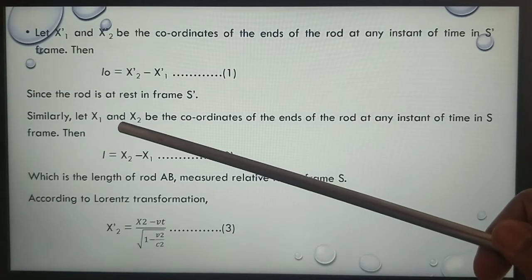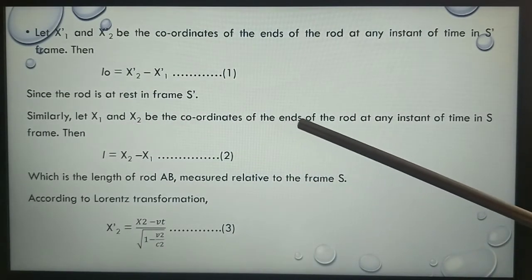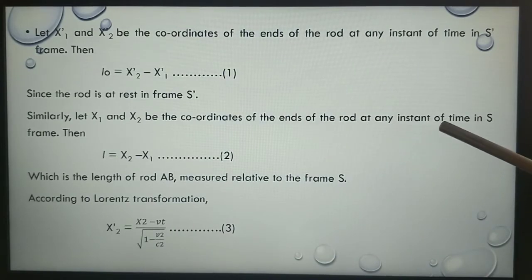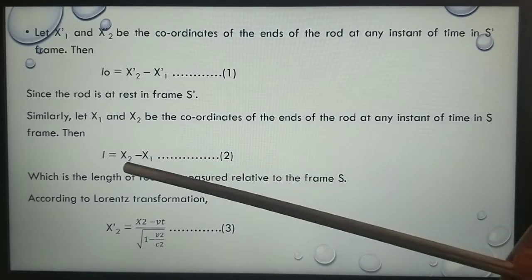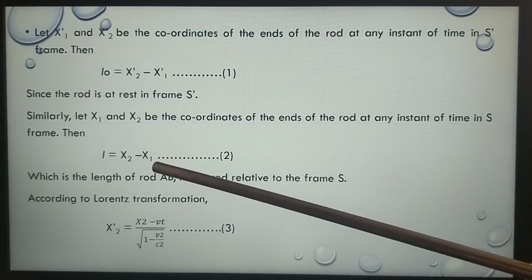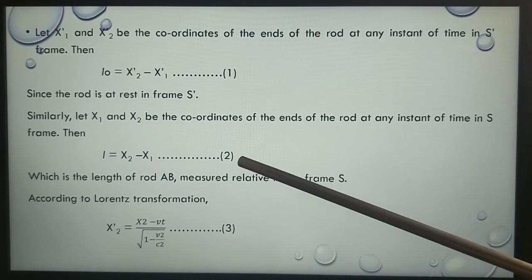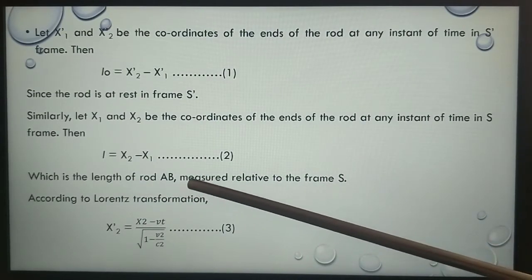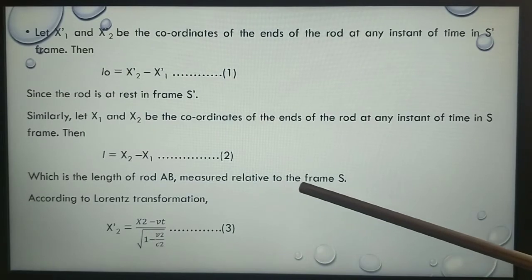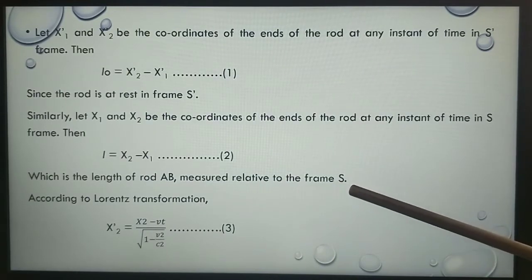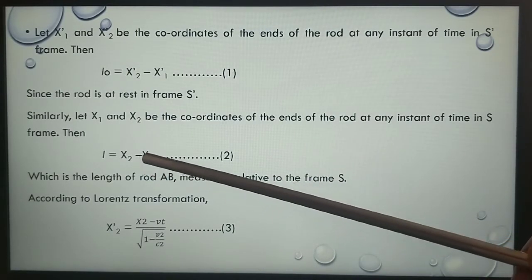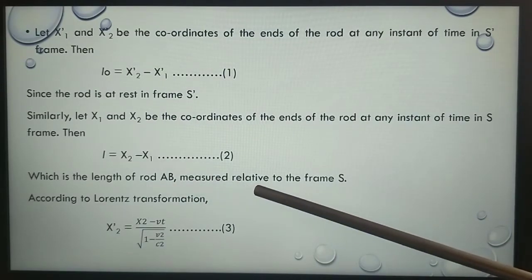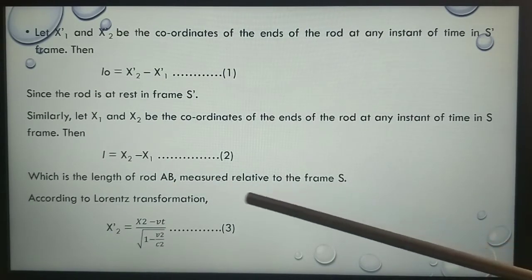Similarly, let x1 and x2 be the coordinates of the ends of the rod at any instant of time in S frame. Then we write here L equal to x2 minus x1. This is equation 2, which is the length of rod AB measured relative to the frame S. So this is the length of rod AB which is measured relative to the frame S.